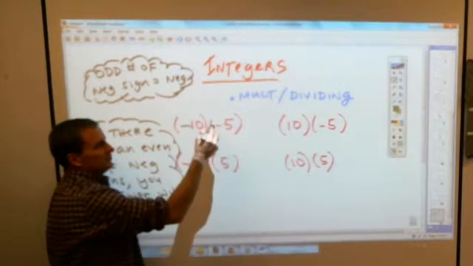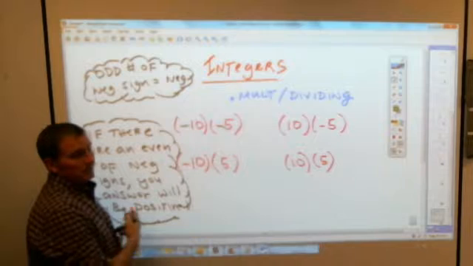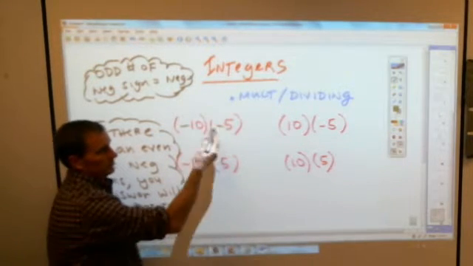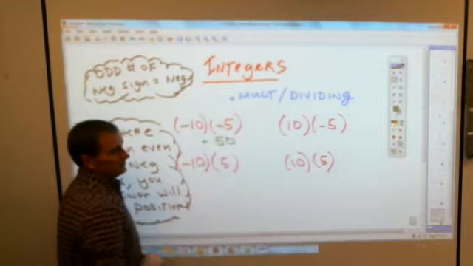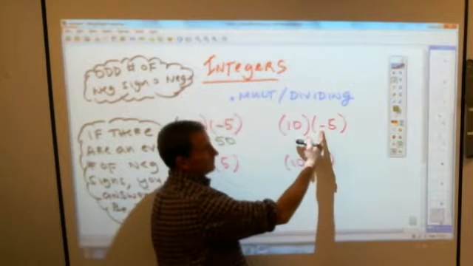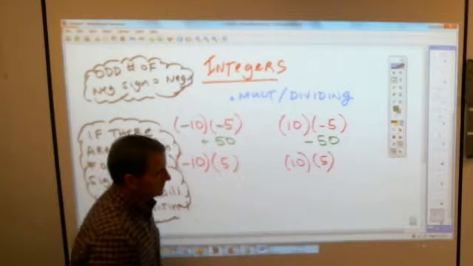So really, all you're doing is looking at this. How many negative signs do you see here? 2. That's an even number. An even number means it's going to be positive. These multiply like normal. 5 times 10 is 50. How many negative signs? 1. 1 is an odd number, and an odd number means you get a negative answer.